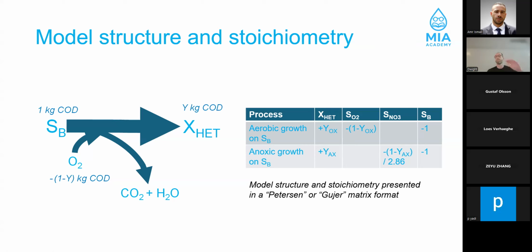But we also saw a second row, which is alternatively, we can use that substrate and we can still generate biomass, but we can do it using nitrate as our electron acceptor. So it's almost the same model process, but we've changed electron acceptors. And interestingly also, the parameterization is a little bit different. In the first row, we have Y subscript OX, and in the second line item, we have Y subscript AX. So a little bit different.